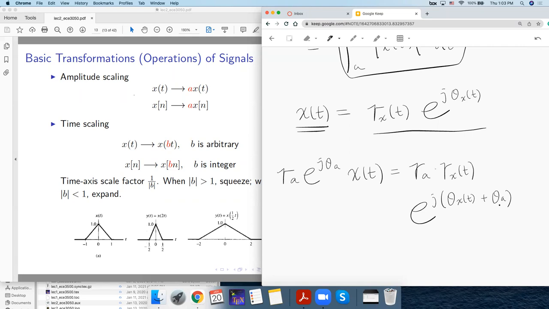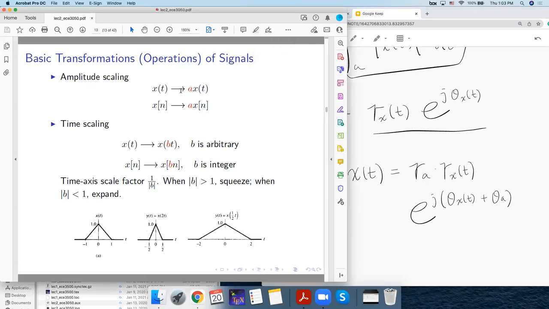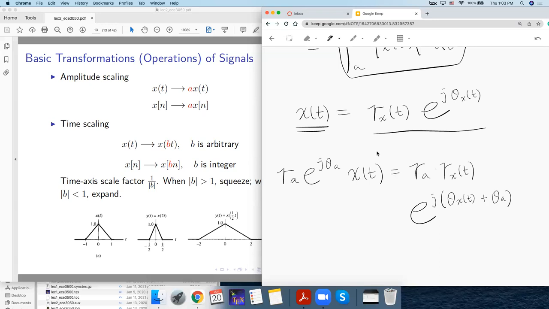By the phase component of the factor A. So basically, by scaling the amplitude, if the amplitude scaling factor is a complex number, then we are doing two things at the same time. We are scaling the magnitude and the phase of the signal at the same time. So it's actually scaling the magnitude and then changing the phase by a constant phase factor.